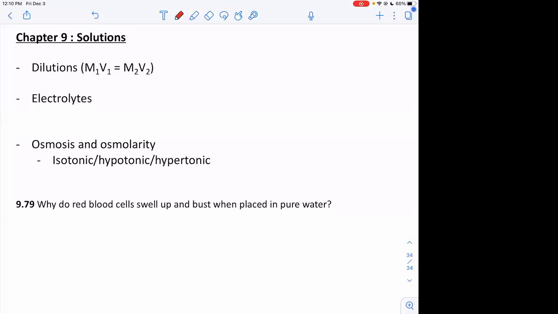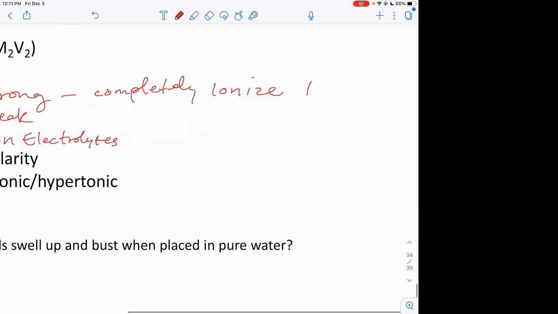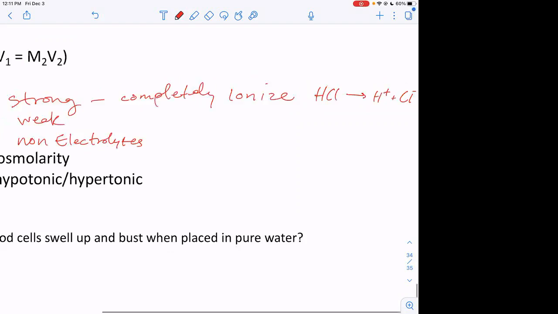Electrolytes. You guys remember? I actually don't think I put an exact question about electrolytes on exam 4, but you can have strong electrolytes, you can have weak electrolytes, or you can have what we call non-electrolytes. So strong electrolytes completely ionize. Okay, that would be something like a strong acid or an ionic compound. So if you have HCl, it will completely ionize into H plus and Cl minus, okay? So you just get a one-way arrow there.